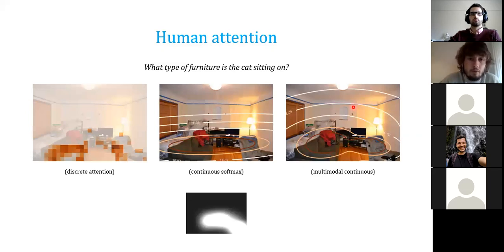Here we have the same example, but I just wanted to say that this corroborates the idea that to answer the questions, humans sequentially look for regions in the image until they find all the information they need. So our multimodal attention models replicate this process by identifying multiple regions of interest.